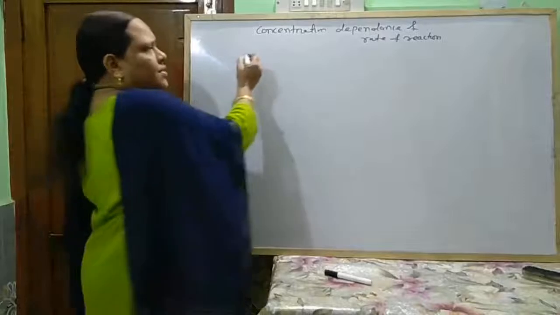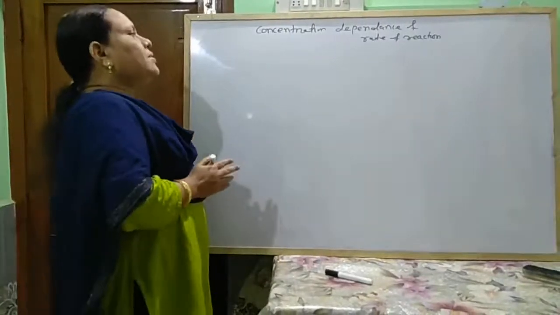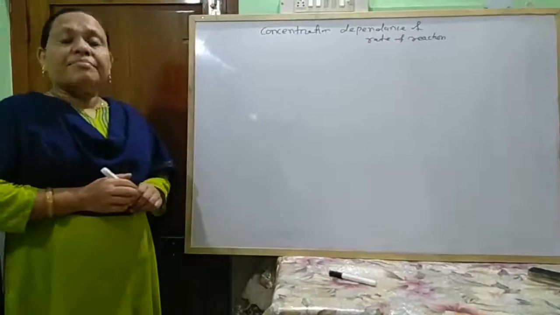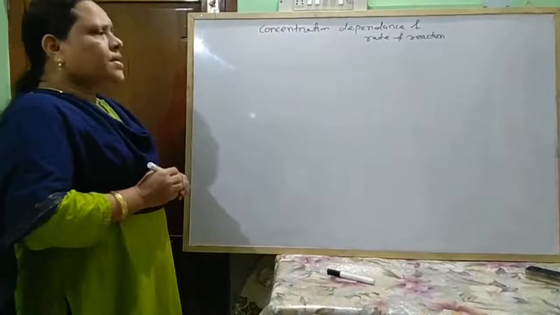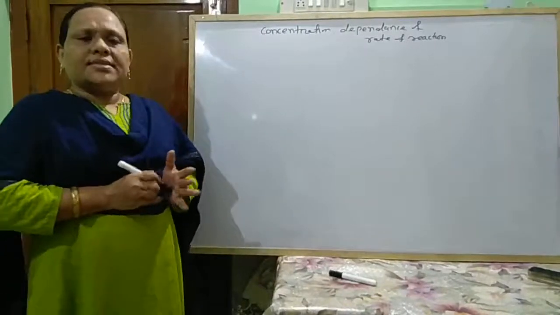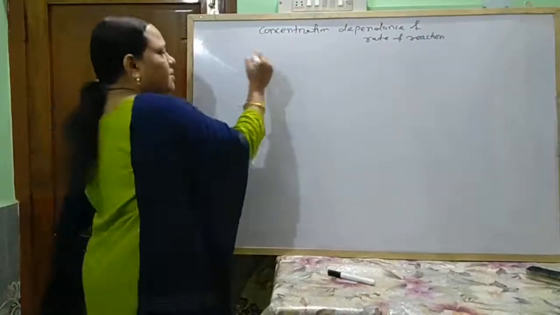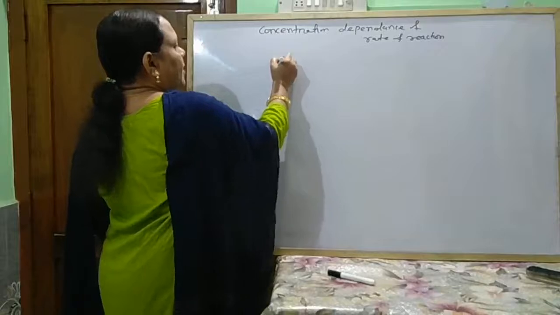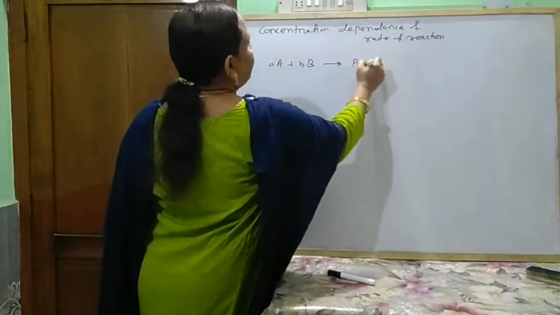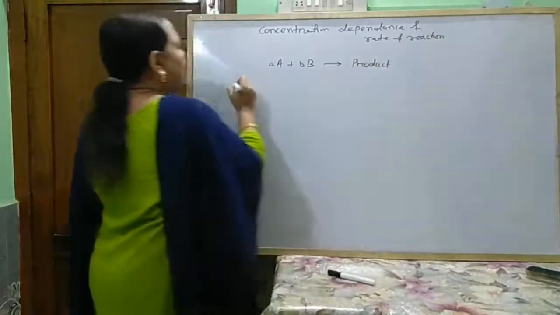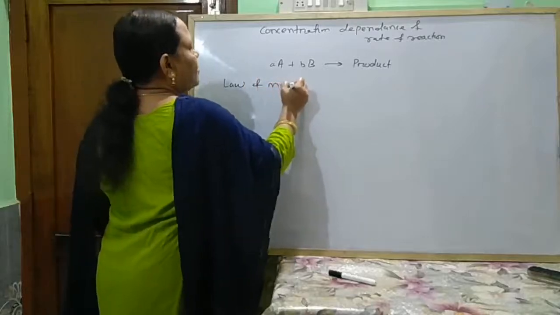So the concentration dependence of the rate of reaction, in first year you know this, that is the law of mass action given by Guldberg and Waage. So what is that? The rate of a chemical reaction is directly proportional. Already you know that suppose a reaction is given as aA plus bB gives rise to products. Then you know this law of mass action.